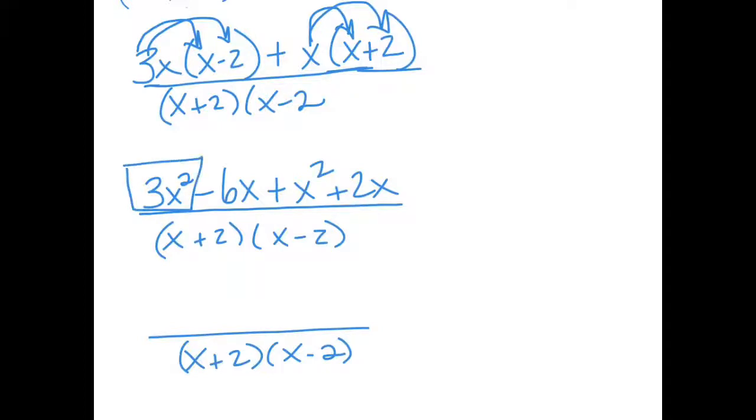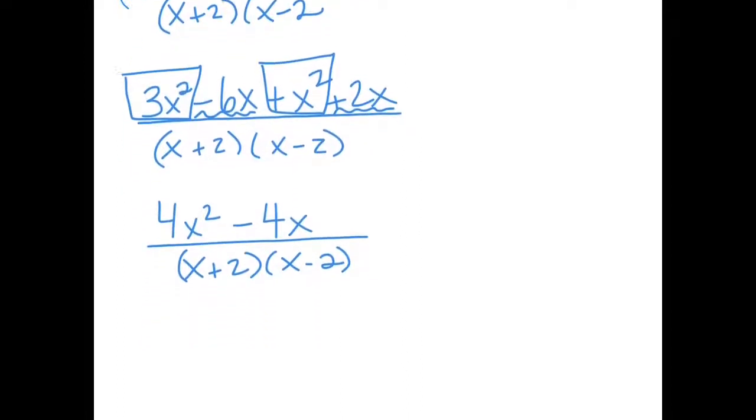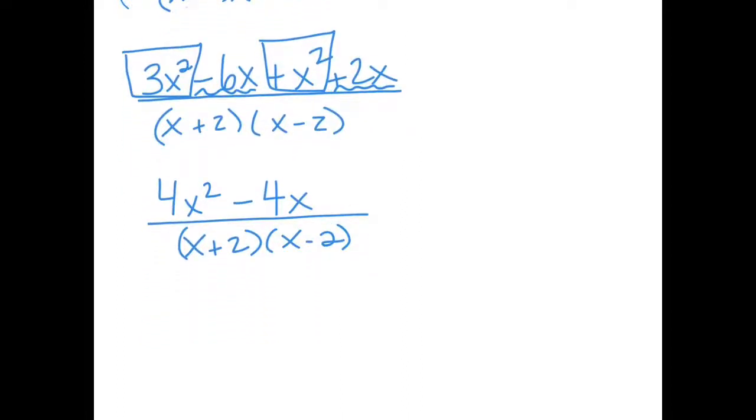I can now pick out my like terms. So x squared is like 3x squared, so 3x squared plus x squared is 4x squared. And then minus 6x plus 2x is going to give me minus 4x. Now I'm almost done. My expression is looking much simpler than what it was. It's all combined over a denominator, which is great, but what I'm going to do is look for ways that I can cancel out my factors.